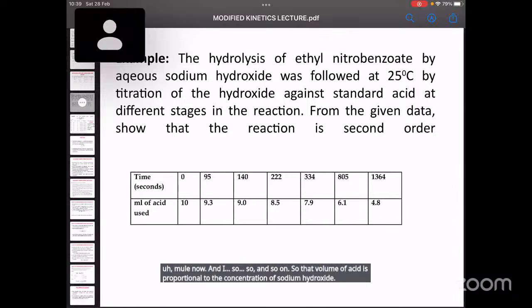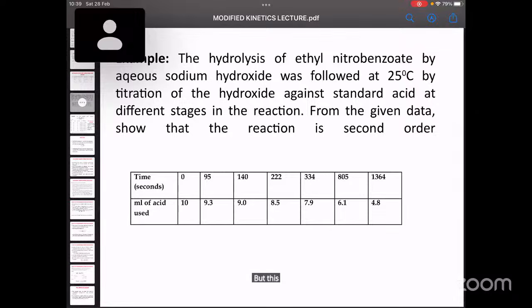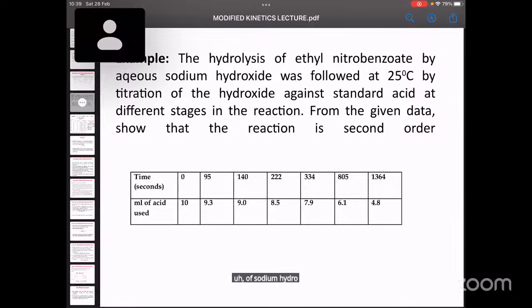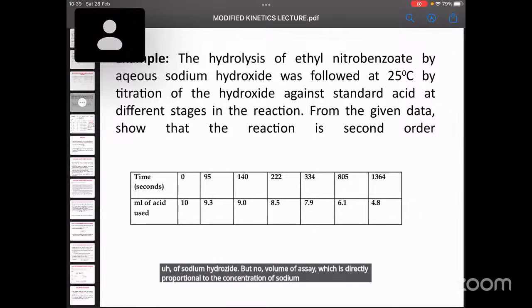We could have just written the concentration of sodium hydroxide there, but this question did not do that. And this is where reading and serious understanding comes in, really. That is why I always decide to use it. Rather than writing the concentration of sodium hydroxide, we have the volume of acid, which is directly proportional to the concentration of sodium hydroxide, and it can be used.